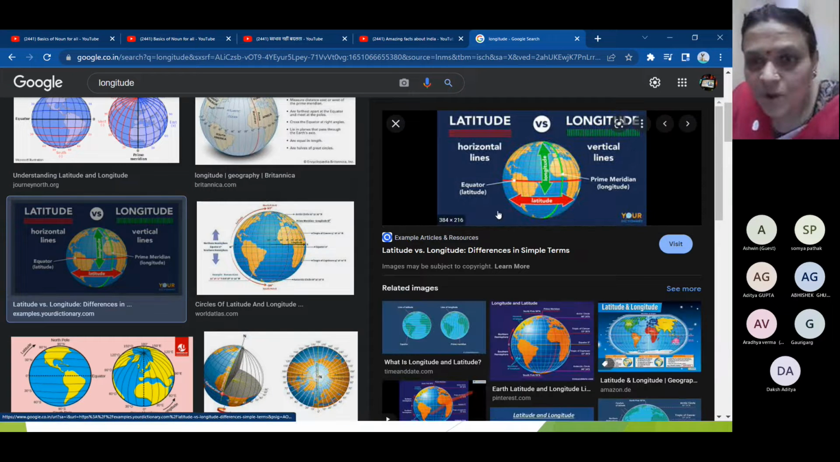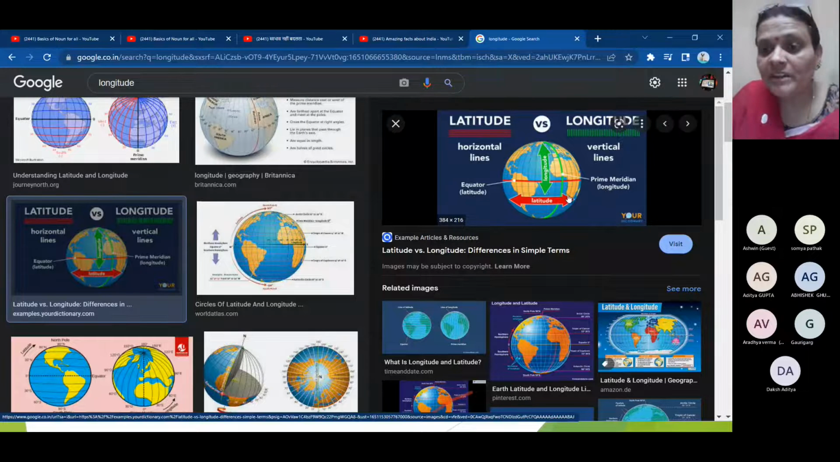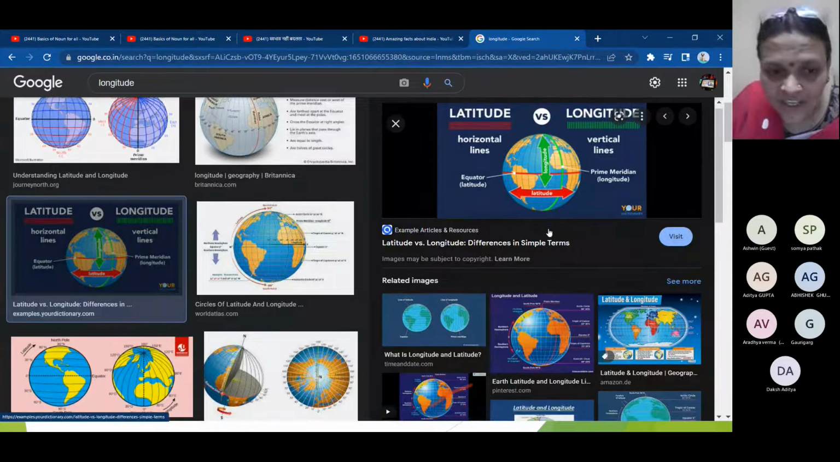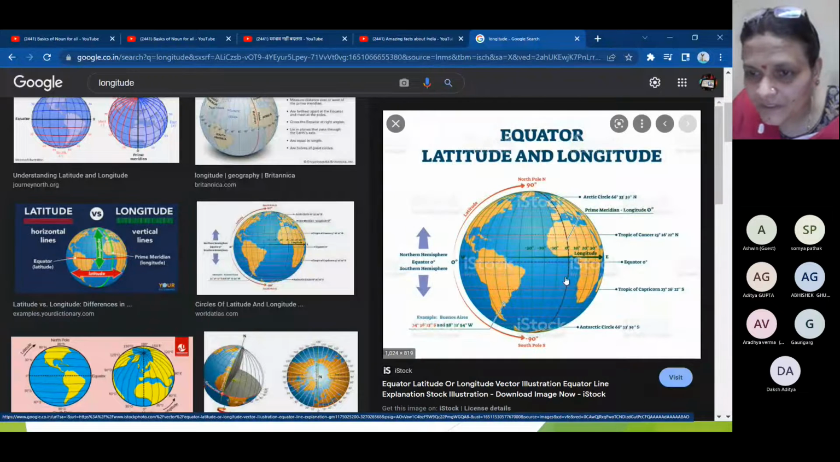See this. Horizontal lines are called latitudes and vertical lines are called longitudes. The prime meridian is one of the longitudes. The equator is a latitude. Now, a point where, see, this green line is the prime meridian. Let me take something where I can show you properly. Yeah, here.